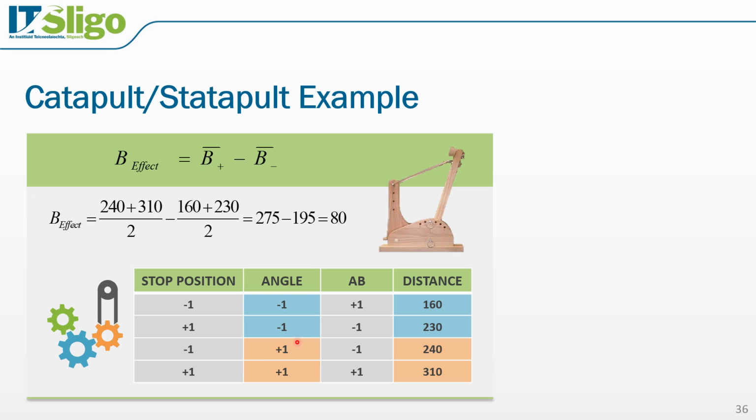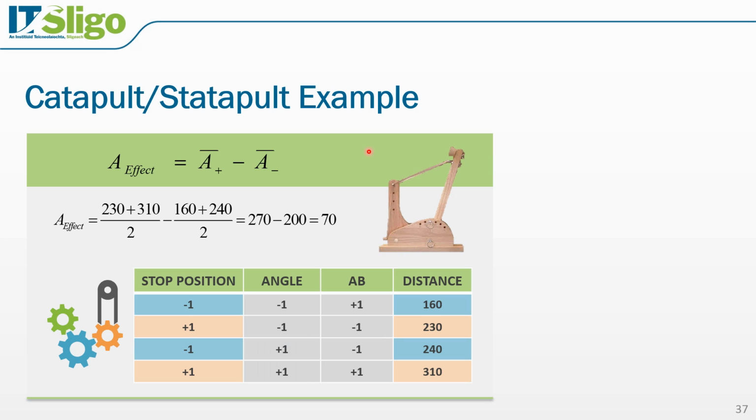If we take the average response when A is high, it's 240 and 310. Here we see 240 and 310. So we add these together and divide by 2 in order to get the average. And from that we subtract the average response when the start angle is low. This is the sum of 160 and 230, and divide by 2 in order to get the average. So we're subtracting 195 from 275, giving us an effect of 80. What this means is that the start angle has an influence of 80 on the response, or the distance. So as we move from 160 degrees to 170 degrees, the average distance increases by 80 centimeters.